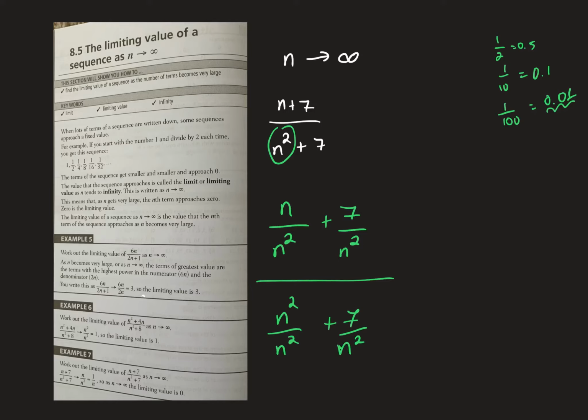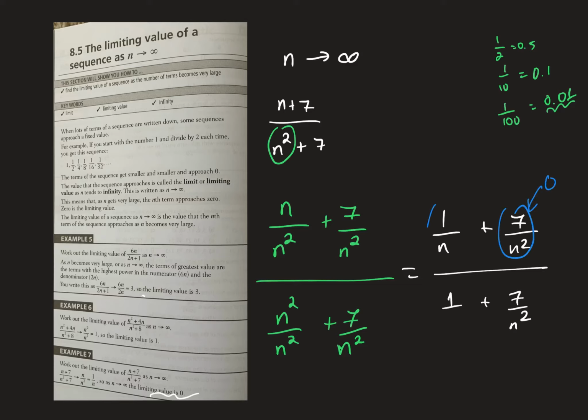Obviously, eventually you will get to a stage where you can go straight to the answer, but I want you to understand what we're doing. So this is 1 over n plus 7 over n squared, over 1 plus 7 over n squared. And what have we got? Well, we know that this is equal to 0. We know that this is equal to 0. This will be 1. We know this is going to be equal to 0, okay?